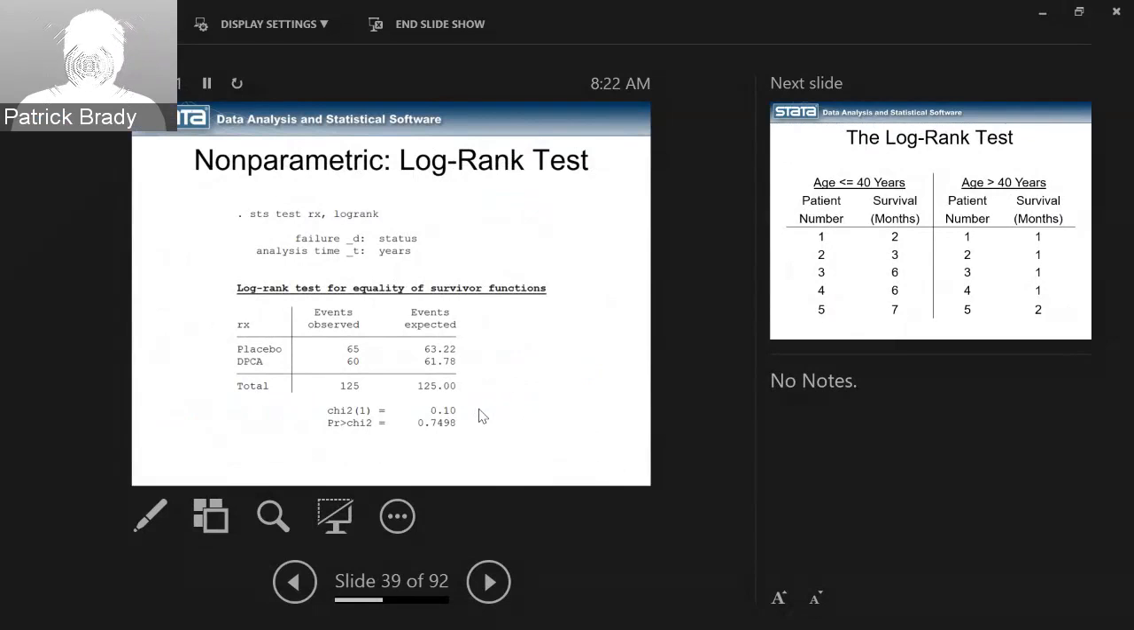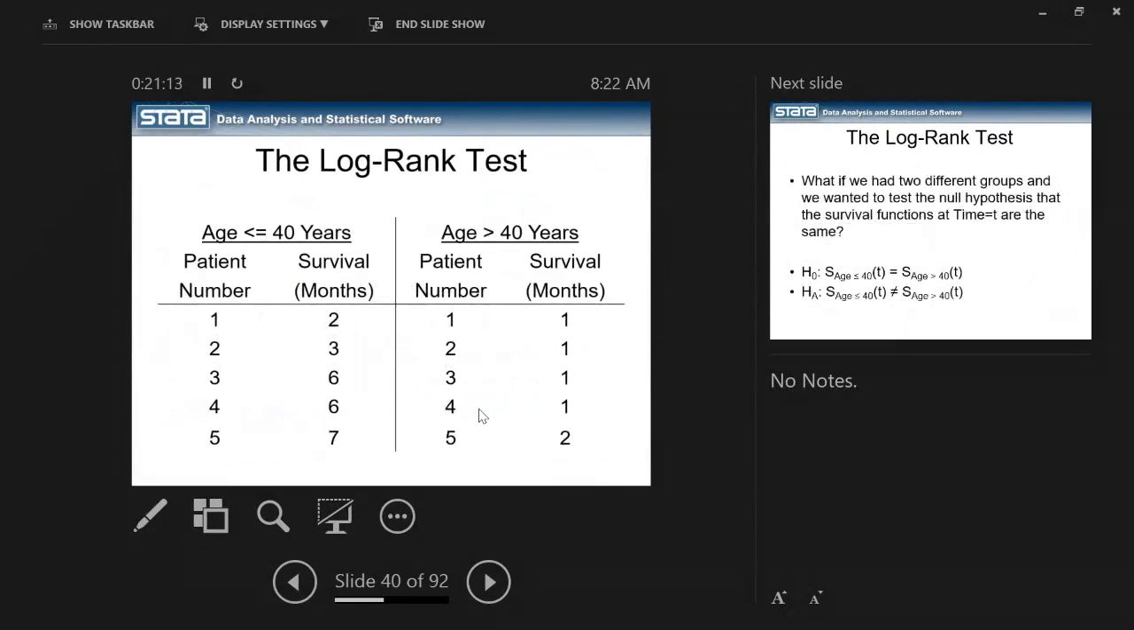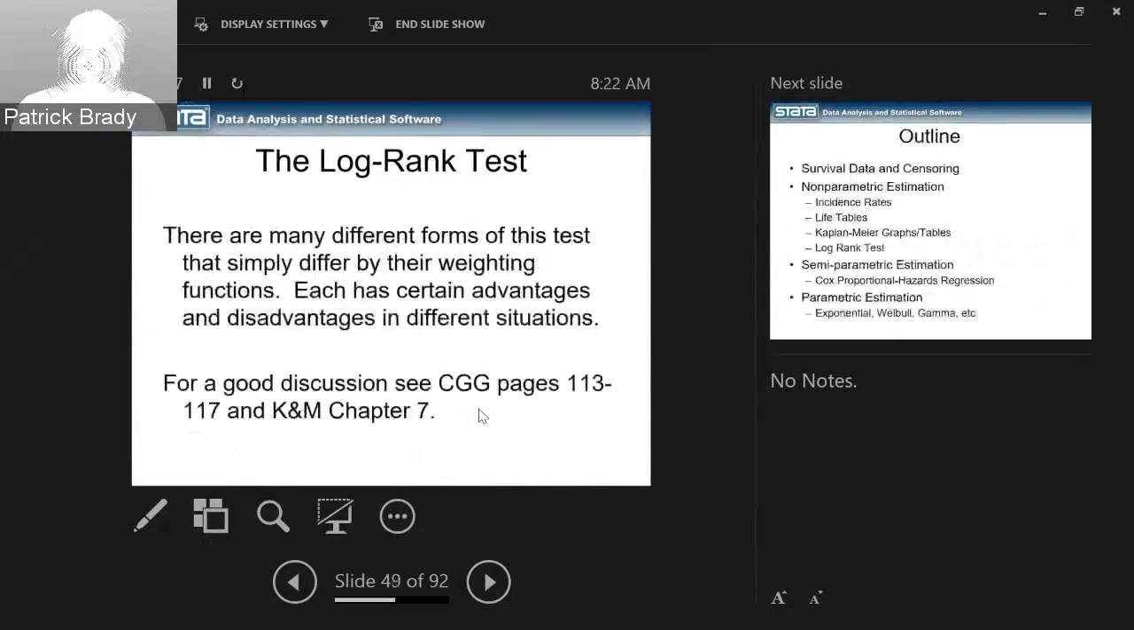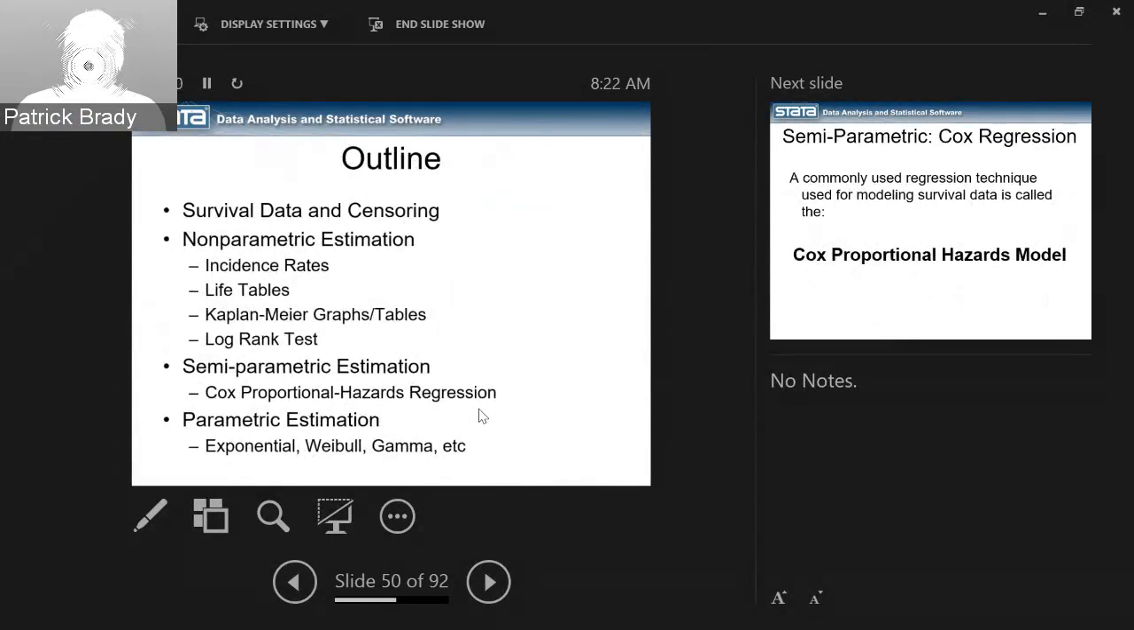Treatment didn't work. Okay. I have how you do the calculations in here because it's kind of fun. It's a Mantel-Haenszel-like thing. But again, in the interest of time, I think we'll just go along past that. Any questions so far with the non-parametric stuff?